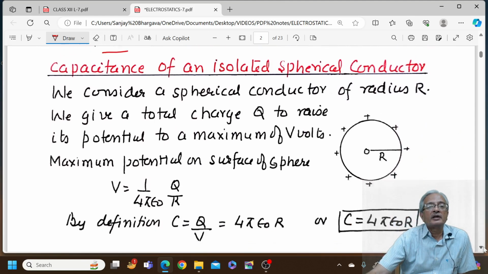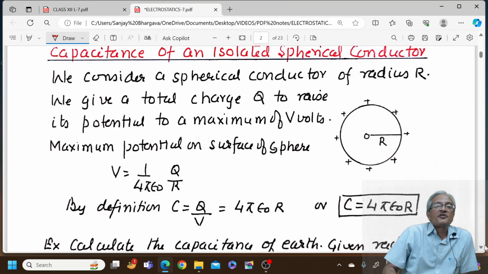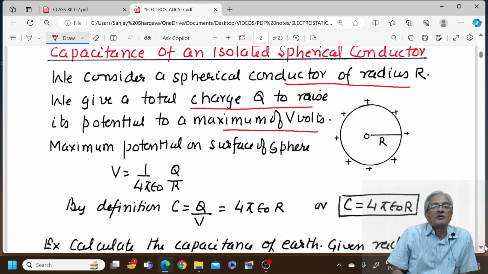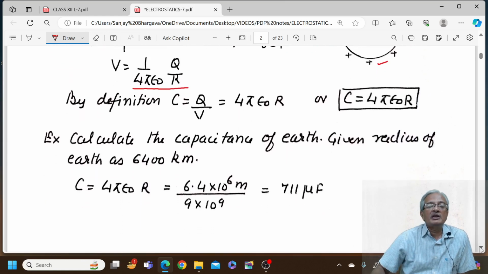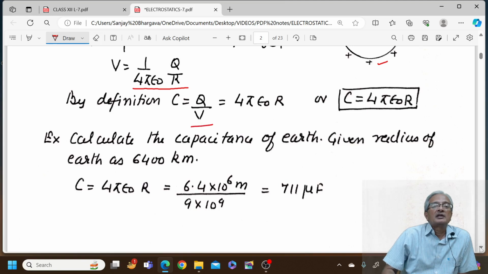Capacitance of an isolated sphere. So here we take a spherical conductor of radius r. We give it a total charge Q to raise the potential to a maximum of V volts. So this represents a sphere with radius r and a charge given Q to raise the potential to V. This maximum potential on the surface is 1 upon 4 pi epsilon 0 Q upon R. What is the definition of capacitance? C will be equal to Q upon V and this ratio would be 4 pi epsilon 0 R. So what does capacitance depend on? Nature of medium and size of the sphere through radius. So C is given by 4 pi epsilon 0 R.